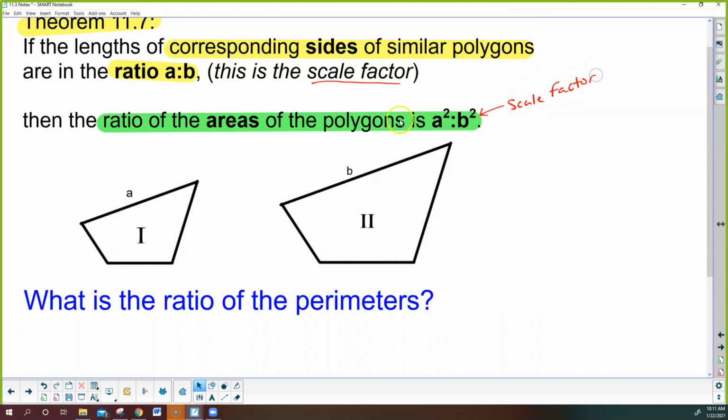And as you had mentioned in the chat, the scale factor squared. So here's the way I think of this. Remember when we found area and we wrote the units? Our units were always units squared. Right? So if I have the ratio of sides, the ratio of sides is just regular units. That's A to B. If I'm dealing with area, then I have to square the scale factor.